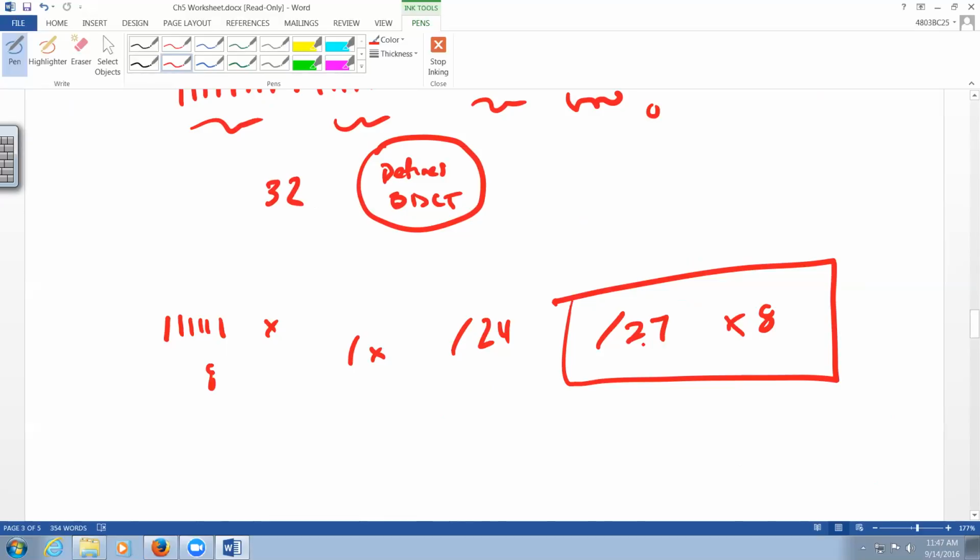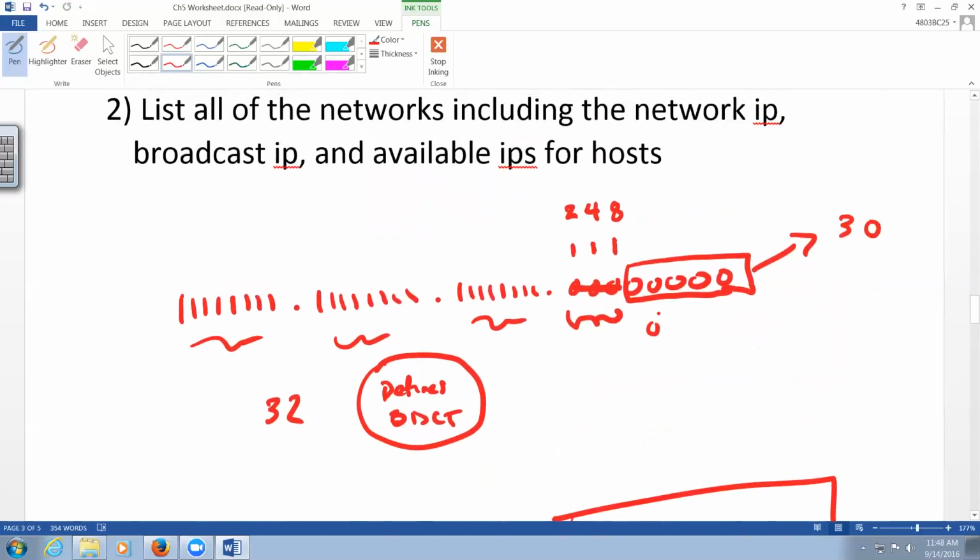Why 8 networks? Because remember we borrowed the bits up here, so we had all these zeros that were host bits, and we borrowed them. So we borrowed these 3 bits right here. Therefore, the 24 plus those 3 now becomes 27, right? So let's look at this.